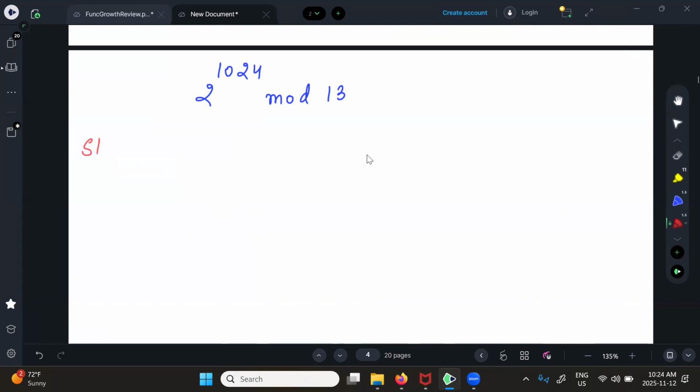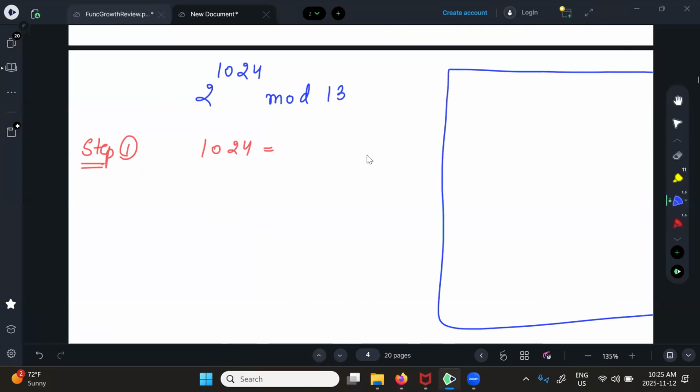Step 1: write 1024 as a sum of powers of 2. How do I do that? You keep dividing by 2, right? So that's something that we have to be very fast at. Watch my videos; I have videos on binary conversion on YouTube. It's very straightforward. It's a process that you have to practice.